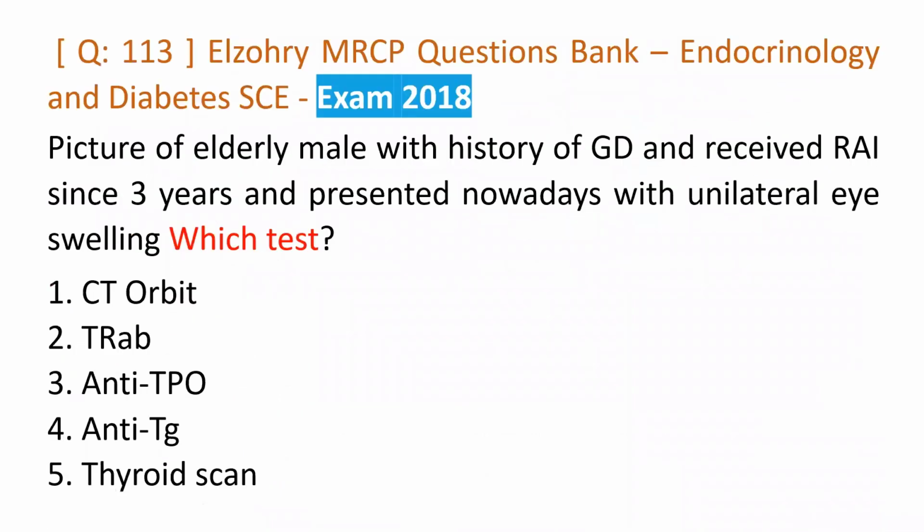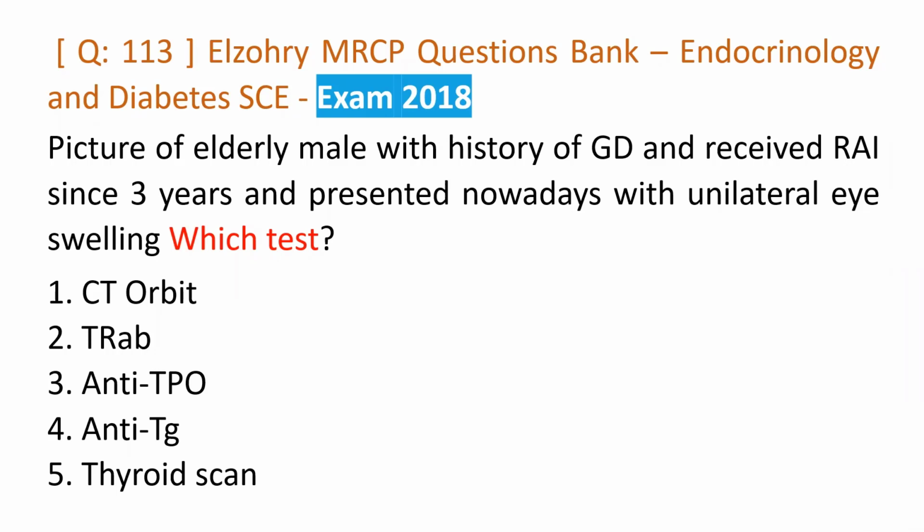And actually, in our previous exam in 2018, they asked a question like the scenario I mentioned previously: a picture of an elderly male with a history of Graves' disease who received radioactive iodine 3 years ago and presents nowadays with unilateral eye swelling. Which test is very important next? CT, yes, CT is the best one. Don't forget that after radioactive iodine, TSH receptor antibody will be present for a long time.